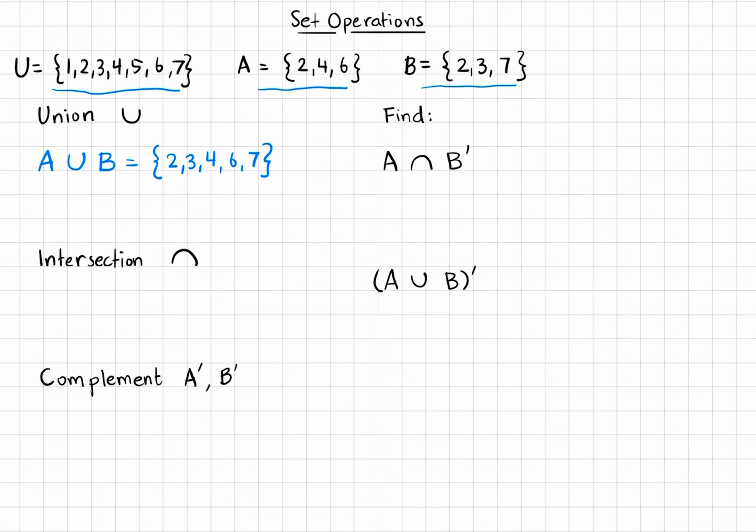The next operation is intersection. And the symbol for intersection is basically the same shape but flipped upside down. Intersection is asking us to get the elements that are in common in both sets. So only the elements that are in both sets. If we say A intersection B, then we just look at the elements that are the same in both sets. And in this case, it is the number 2, element 2. So that would be our intersection.